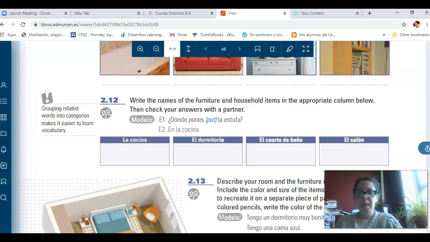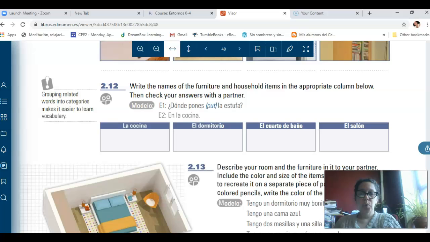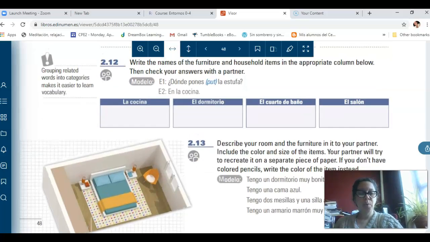Okay? Bien. And then try to organize them by categories. La cocina, el dormitorio, el cuarto de baño, el salón. Remember, el salón in America Latina is called la sala. Okay, la sala.